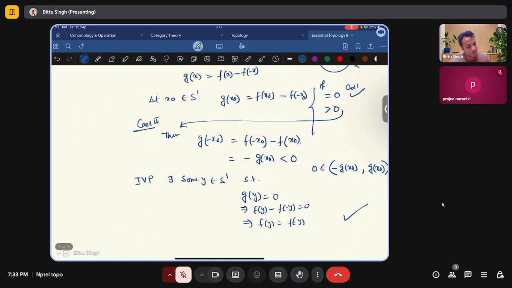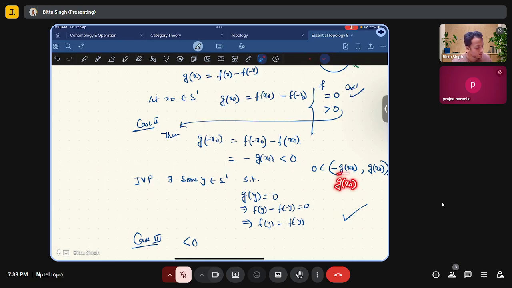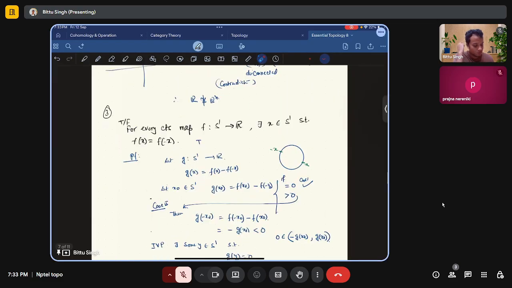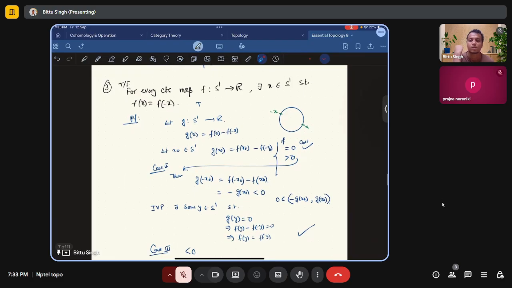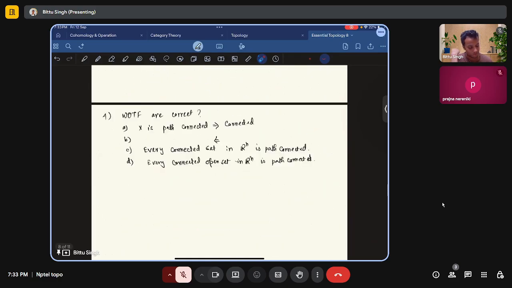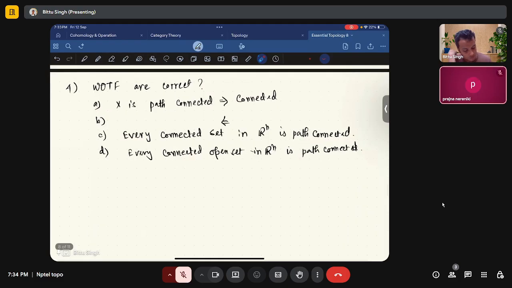Now there is another case, case 3. Case 3 is the opposite of case 2. In this case, g(x0) will be negative and the other will be positive. So again, by symmetry, the same kind of result is true. Is it okay? I am simply using the intermediate value property. Okay.